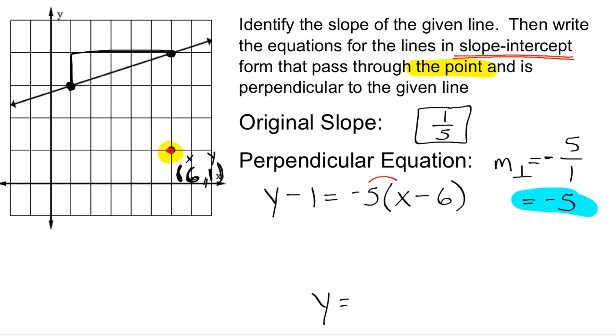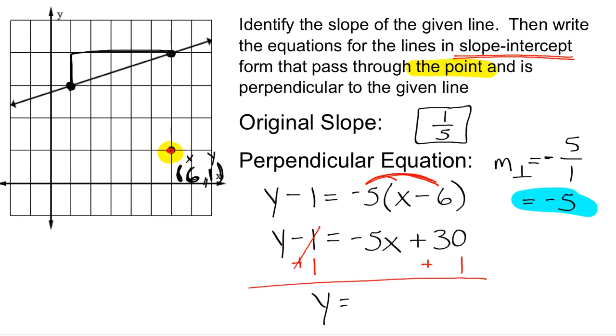Again, 2 steps. Distribute. Negative 5 times x. Negative 5 times negative 6, positive 30. Get the y alone. y equals negative 5x plus 31.